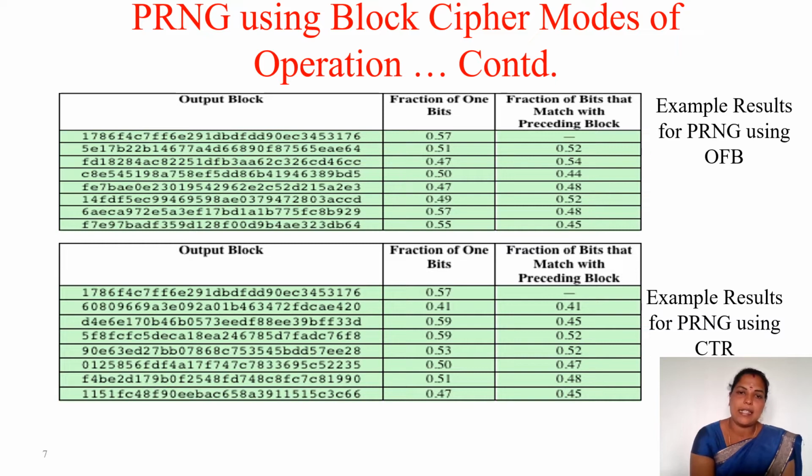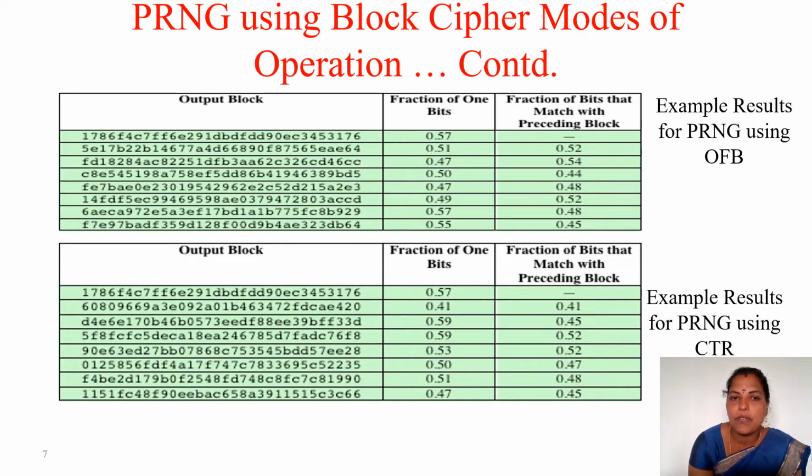This is an example of how pseudo random numbers are generated using the output feedback mode and the counter mode. In this example, they have found the fraction of 1 bits, then the fraction of bits that match the preceding block. The fractions are 0.57, 0.51, 0.47. So we are getting different random numbers.